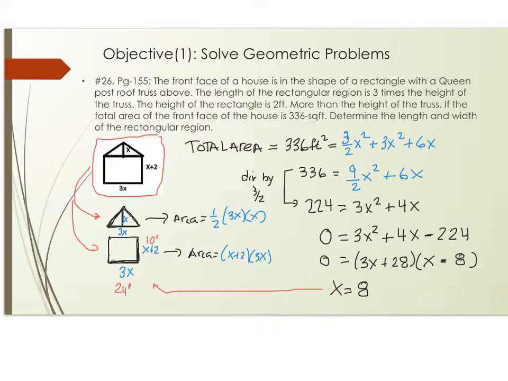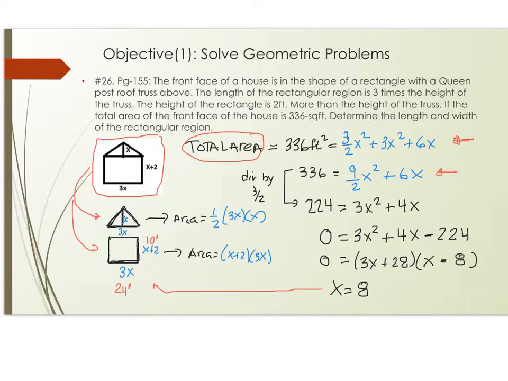Now we know that the total area is equal to 336 square feet. But that total area is made up of the triangle plus the rectangle. When we expand both expressions, we get 3/2 x squared plus 3x squared plus 6x. Now we combine the x squares, we get 336 is equal to 9/2 x squared plus 6x.